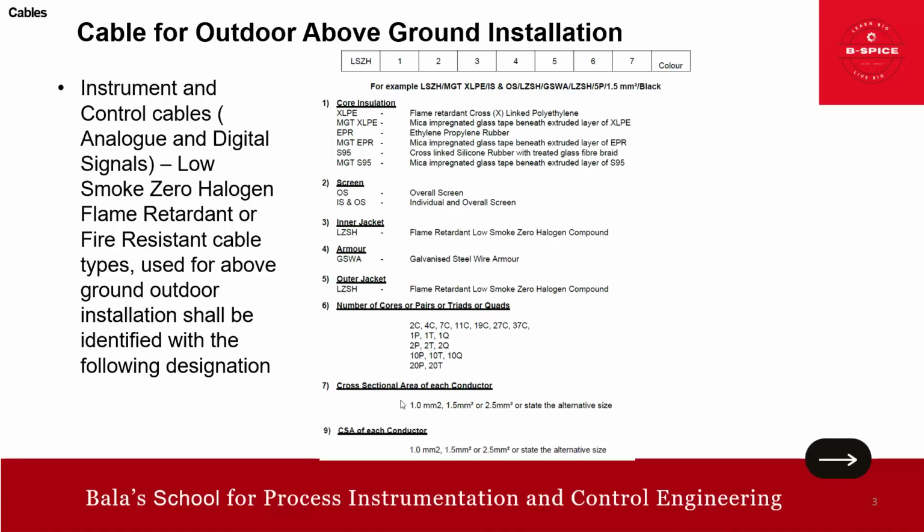Then additionally, we have the sectional area of each conductor. It can be 1 square mm, 1.5 or 2.5. So basically it's based on your project's requirement. This is also a CSA, cross sectional area of each conductor. So this is about the cable designation for the outdoor. This is how we order it. I hope, friends, of course, experienced engineers know, but this is targeted at intermediates and freshers. When we order the cable, we should know what we are ordering, right?